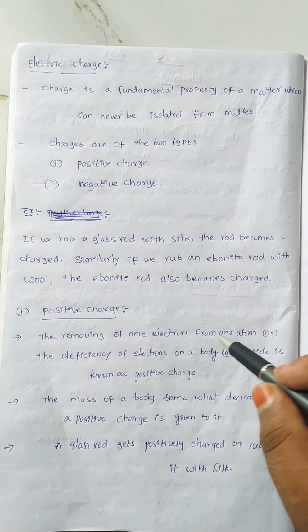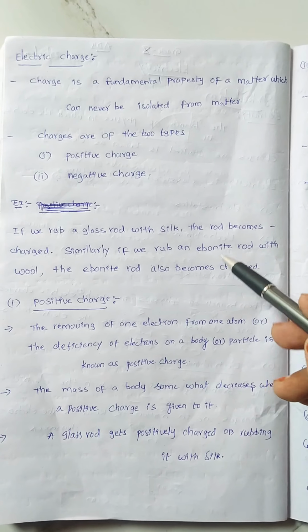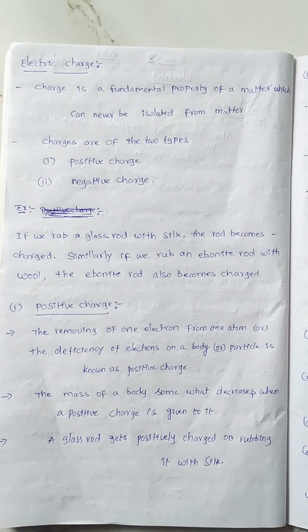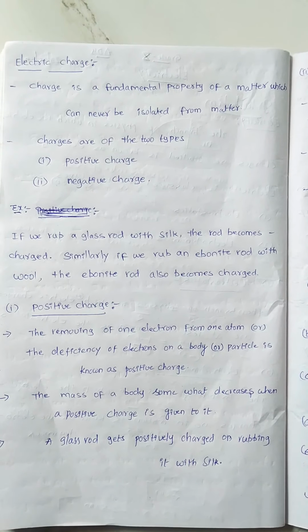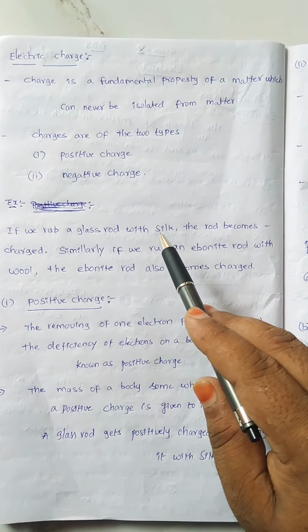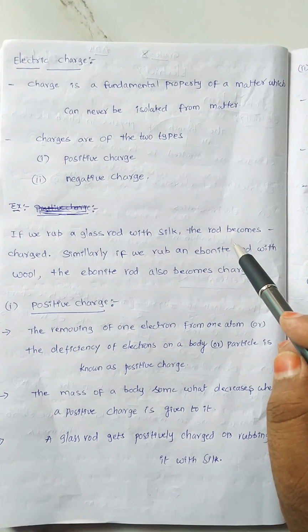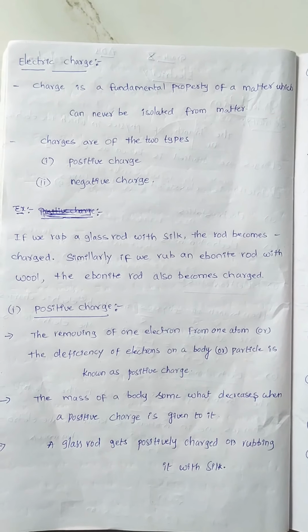Before that I want to discuss one example. I think in 8th class we discussed this example. You can recall: if we rub a glass rod with silk, then the rod becomes charged. Similarly, if you rub an ebonite rod with wool, then the ebonite rod also becomes charged, right?